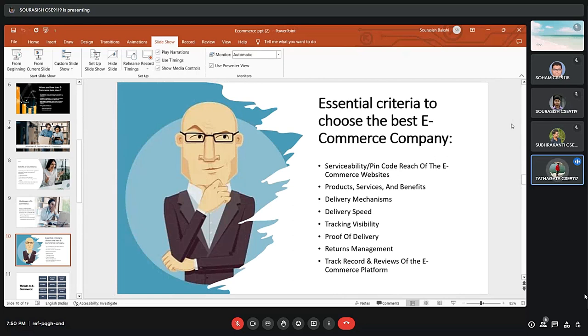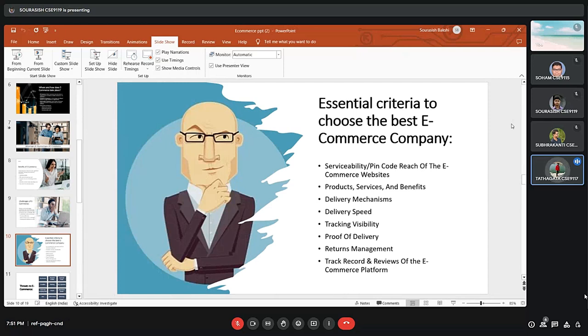Next comes the product, service and benefits. Each e-commerce business, we all know, offers a distinct range of products and services. The ideal e-commerce platform provides a wide range of services and benefits in one place, removing the need to switch between different apps. The third point is delivery mechanisms. It refers to the whole system that any e-commerce company uses for regular delivery. It is crucial to check if the company platform can supply a variety of products in a safe and high quality manner. You wouldn't want to wait for a product that has been damaged.